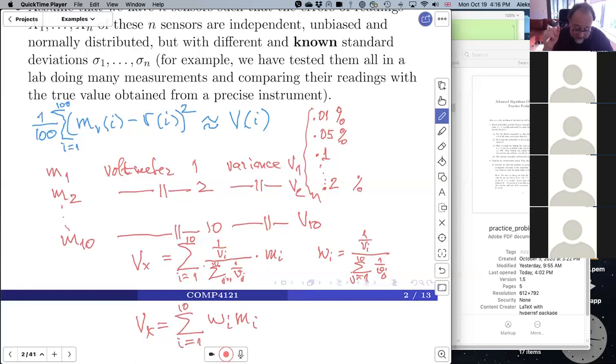instead of voltmeters, maybe you have, say, tutors marking exams. Well, if you kept track of how well they did in the past and you evaluate their variance, to get the most accurate mark, you would ask several tutors to mark, and then instead of taking the simple average, you will take this weighted average in which the weight given to the ith tutor will be the reciprocal of his variance. And so this fact is extremely important in machine learning, right?